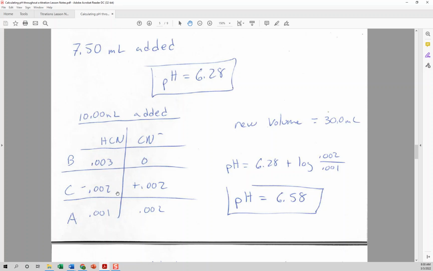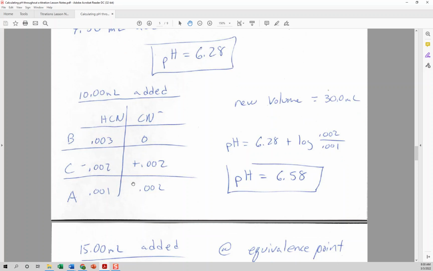But now the change is this many liters, 0.01 times the molarity of sodium hydroxide, 0.2. So we're going to lose that many moles of HCN. We're going to gain that many moles of cyanide. And so after everything's settled, this is how much HCN I have, and this is how much cyanide I have. So now we know, since we have more of the base component, our pH is going to be slightly above the pKa. So we would plug into our Henderson-Hasselbalch.